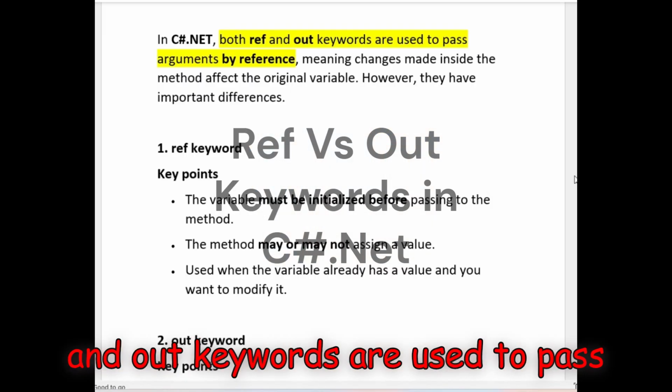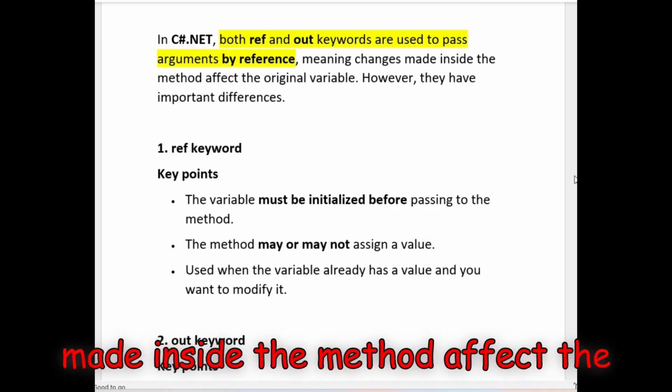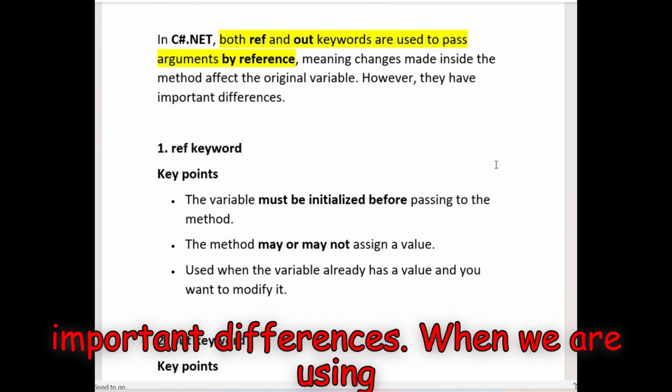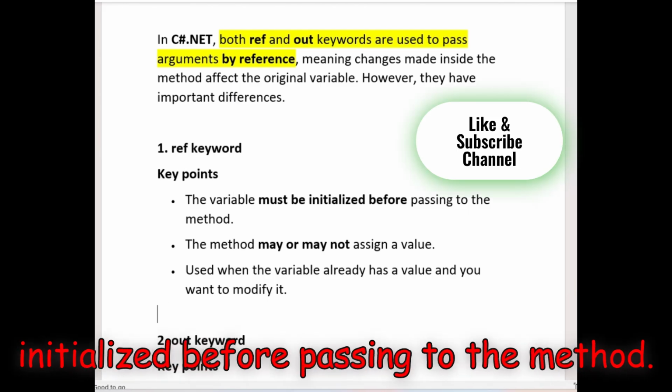Out keywords are used to pass arguments by reference, meaning changes made inside the method affect the original variable. However, they have important differences. When we are using the ref keyword, the variable must be initialized before passing to the method.